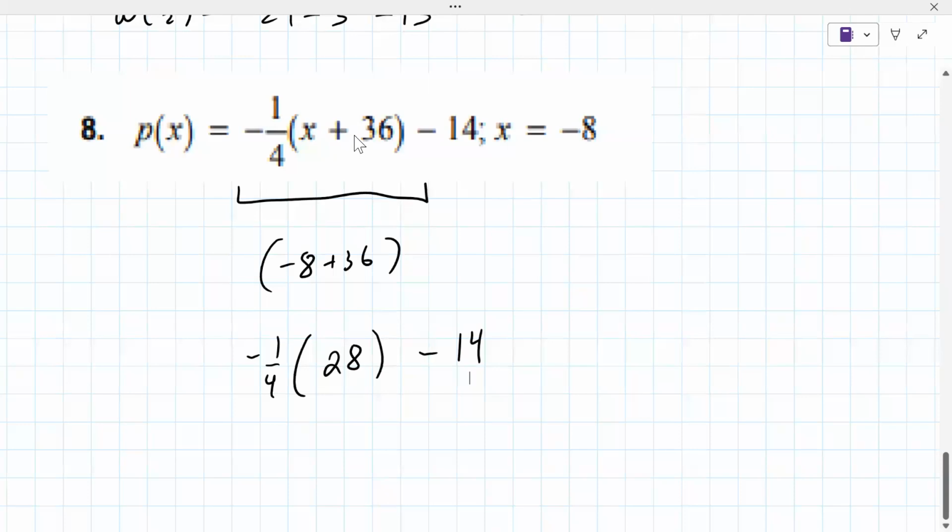Yeah. I mean, when you're evaluating, what you can do is okay, but you really want to just do what's in parentheses first. So then it'd be -21. Yes. Okay.